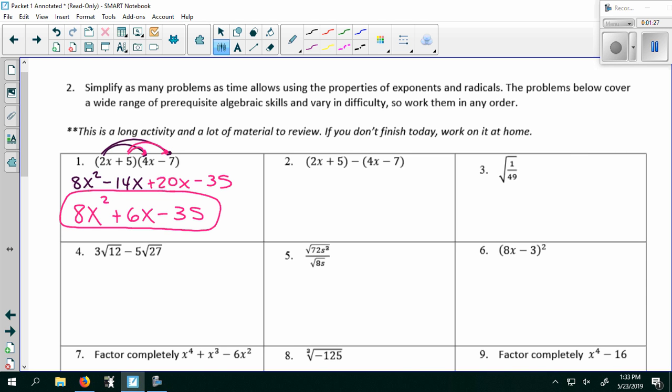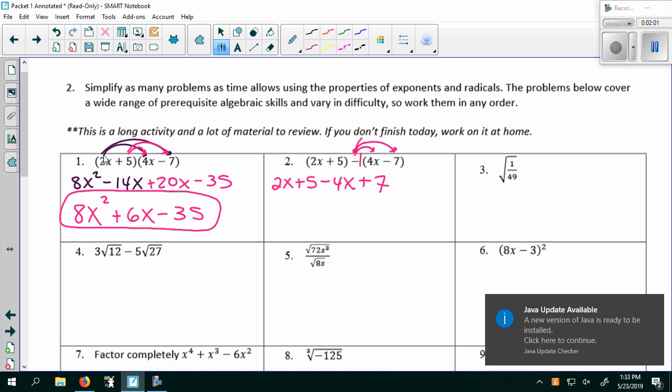Okay, number 2. What's different here from number 1 is that this is a subtraction problem as opposed to a multiplication problem. So 2x plus 5 minus 4x minus 7. So I have to start by distributing that minus sign. That's actually like negative 1 times 4x minus 7. So I'm going to distribute the negative 1, and this becomes 2x plus 5. That doesn't change. Minus 4x plus 7.